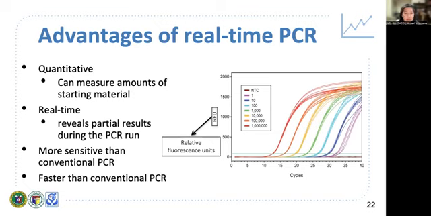Okay. And of course, it's faster than your conventional PCR because you already have your results easily accessible to you, whereas in conventional PCR, usually how you visualize or interpret the results is you make an agarose gel and you perform agarose gel electrophoresis, and then you visualize this gel on a UV transilluminator for you to be able to see the results of your conventional PCR.